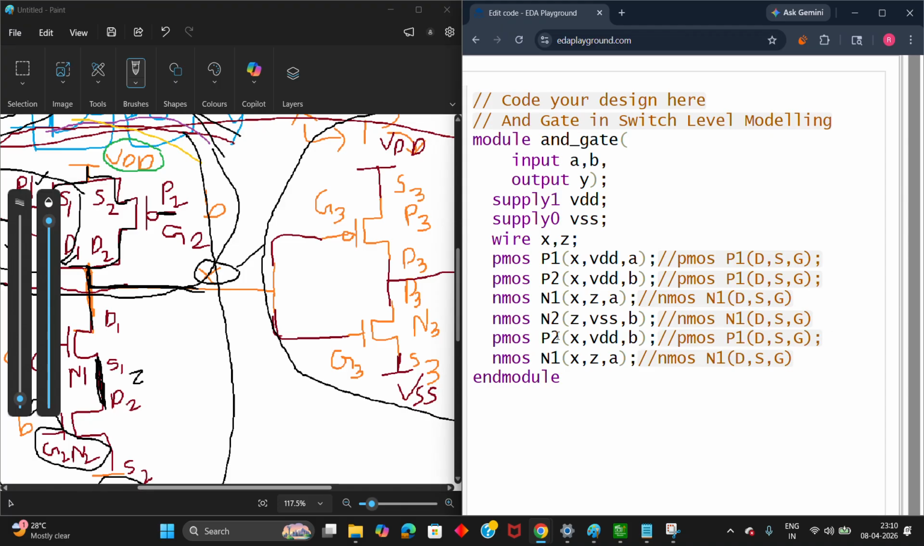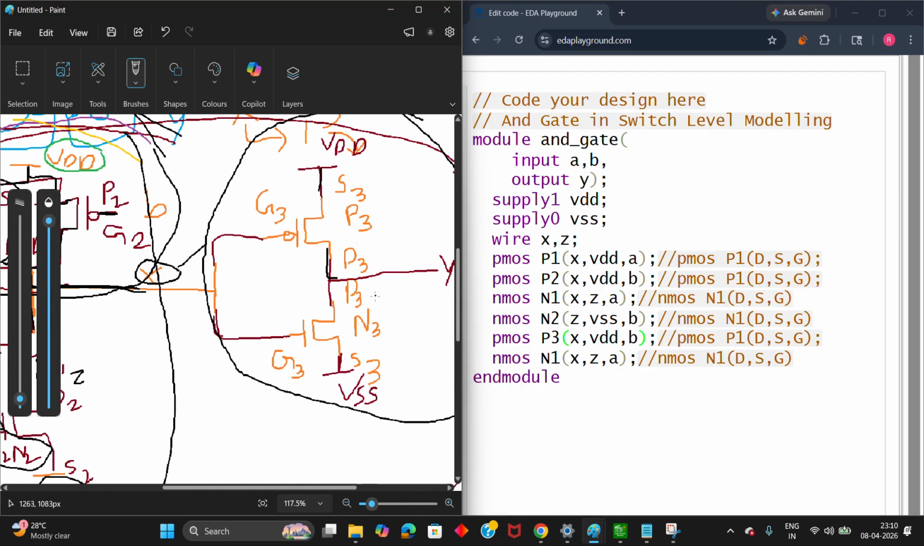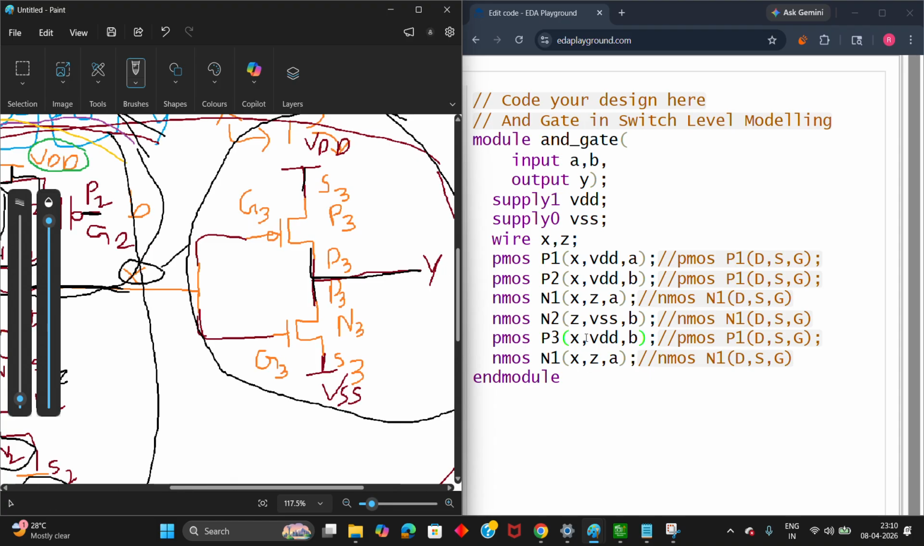Now you change the name of this particular instance as P3. Okay, now for the drain terminal of P3, what we have connected? We have connected it with the drain terminal of N3, and both of them connected with the output Y. See, do we have the Y, right? We have already given it in the port list, so you need to replace X with Y.